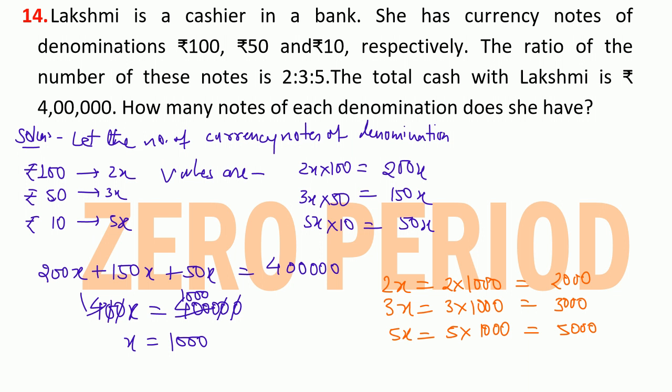So if these are the number of notes, you can multiply these numbers and finally you can get the amount. How many notes of each denomination does she have? This is the only question. So the answer is this much only. But if you want to check the solution or the answer, you can multiply it by the amount and then add together to see if it is 4 lakhs or not.